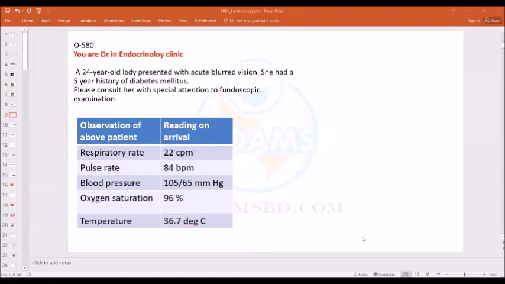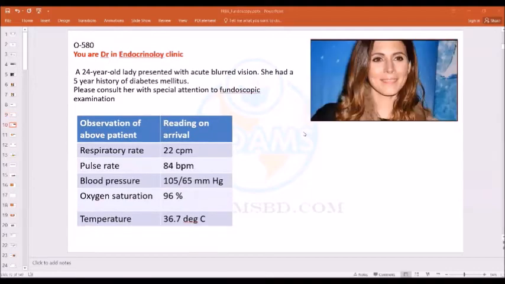If Dr. Mesbah is ready, please let me know so that we can start smoothly. Some basic observations are also given to you. So this is acute blurring of vision in a young lady, and she is also a diabetic patient, possibly type 1 diabetes. And now you are instructed to talk to her. Special attention should be given to the fundoscopic examination. Okay, sir. Okay, enter please.